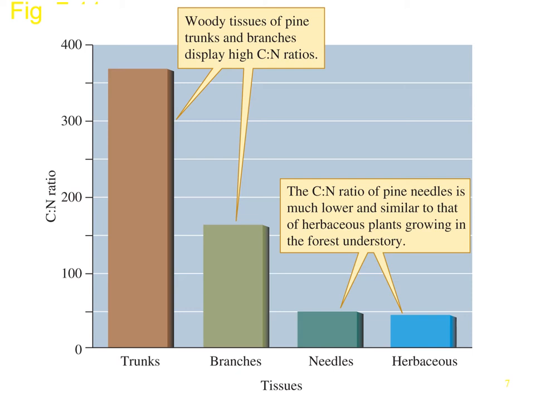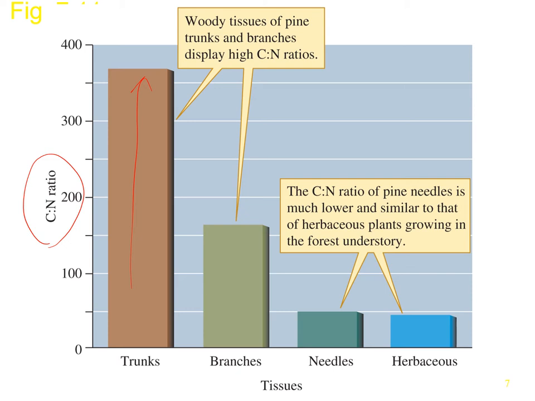This is figure 11 out of the chapter, and it's looking at the carbon to nitrogen ratio in different types of plant tissue. If we're looking at the carbon to nitrogen ratio in the trunks of trees, there's a lot of carbon for every little amount of nitrogen that we have. And that means you'd have to eat a lot of trunks of trees, a lot of wood, in order to get any nutritional value out of it beyond the carbon. So even if you could break down the cellulose and lignin, being able to get much else out of that is going to be very difficult.